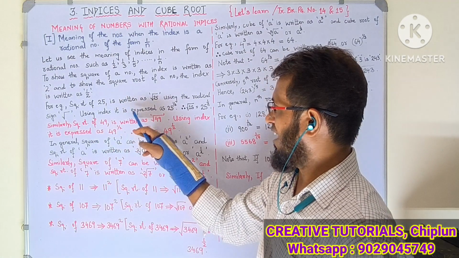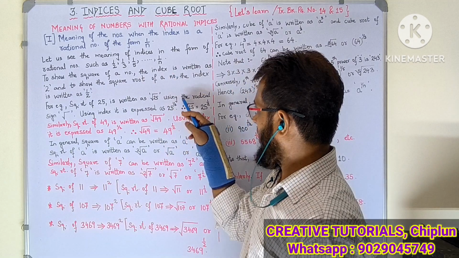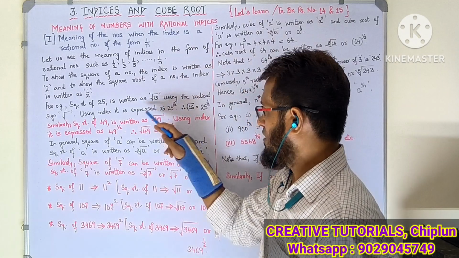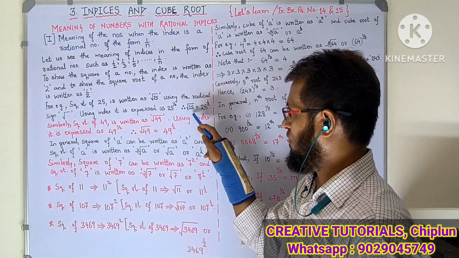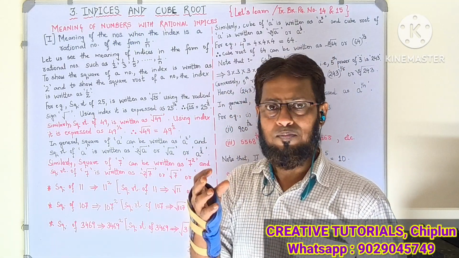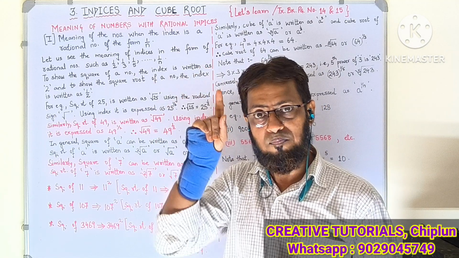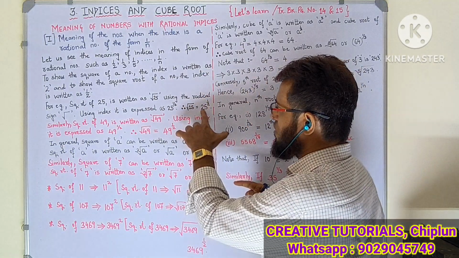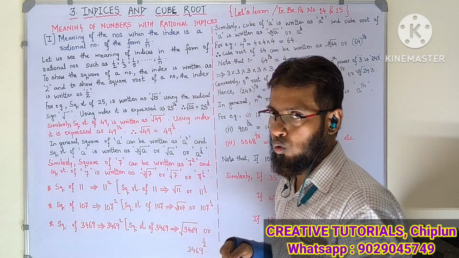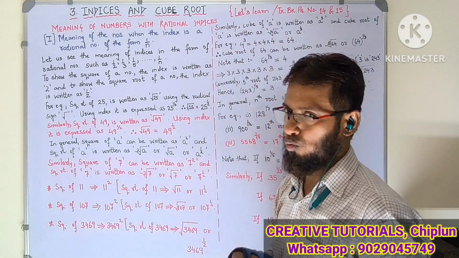So using index, it is expressed as 25 raised to 1 upon 2. Now what's happening here basically? Whenever you remove the root sign, the same thing is written here. Therefore, root 25 is equal to 25 raised to 1 upon 2. Whenever you remove the root sign, the root sign becomes 1 upon 2 in the index or power place. So 25 is our radicand right now, and the radical sign was square root. The square root became 1 upon 2.